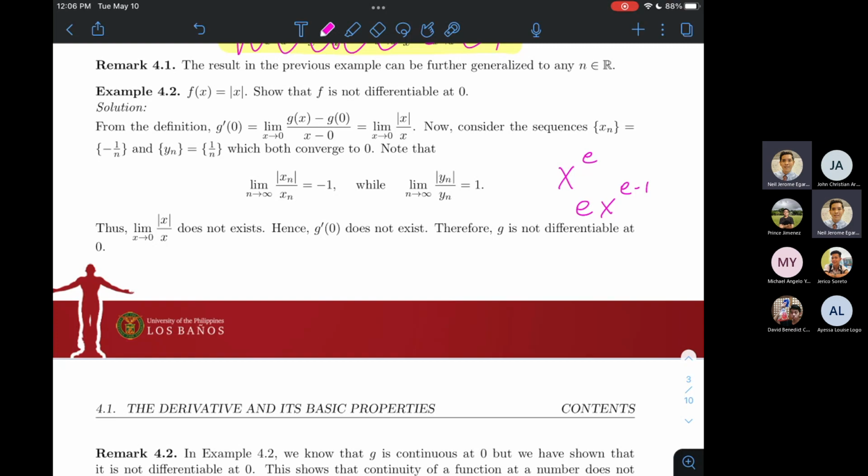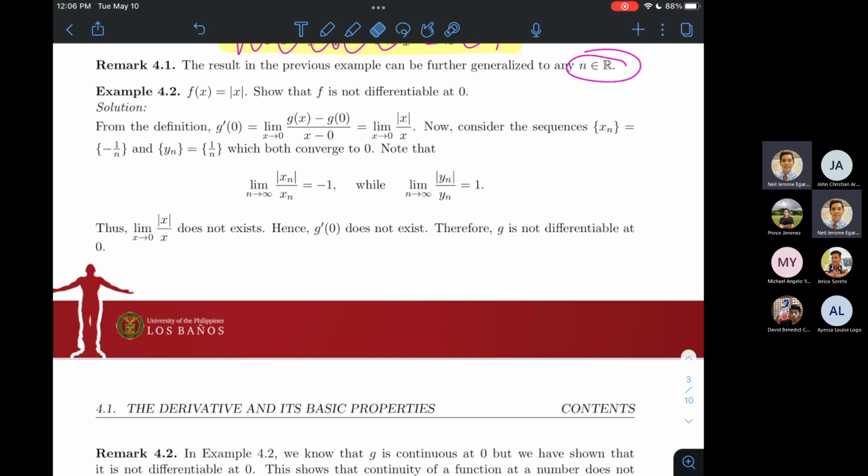Medyo may exceptional case lang dito kapag ka si n ay equal kay what? Kapag ka si n ay equal kay negative 1. Kasi ang derivative ng x to the power negative 1 ay ln lang ng absolute value of x. Okay? But in any case, we can generalize or we can get a general result kapag ka si n ay any real number na. And these are things that you already knew from Math 36.